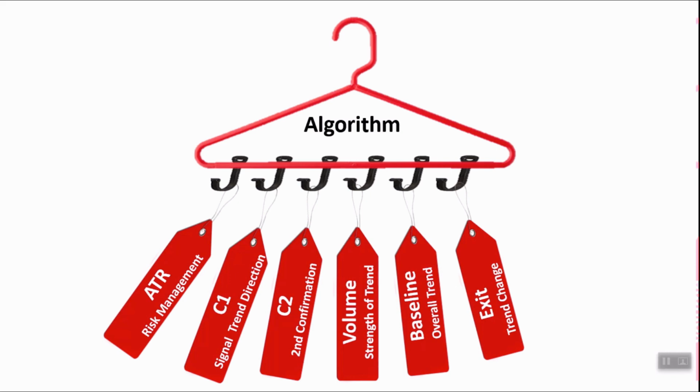We have a volume indicator, and its purpose is simply to tell us the strength of the trend. Is it strong enough for us to jump into? We have a baseline, and that gives us the overall trend. For example, we only want to take long positions if price is above the trend, and we only want to take short positions if price is below that trend or that baseline. And finally, we have an exit indicator that will help to display when that trend may be changing and discontinuing.